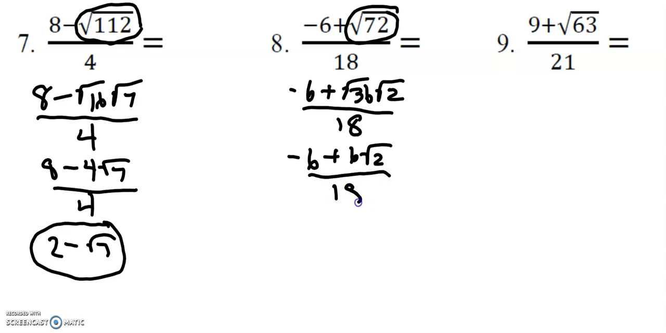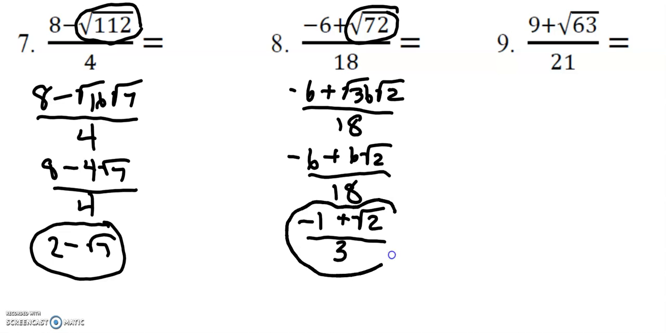over 18. And then I will look and see if I can divide something into all the parts, and it's actually 6 that goes in. So if I divide that first one by 6, I get negative 1. Divide the second one by 6, I get positive root 2. And divide the denominator by 6, I get 3. And this would be the simplified answer.